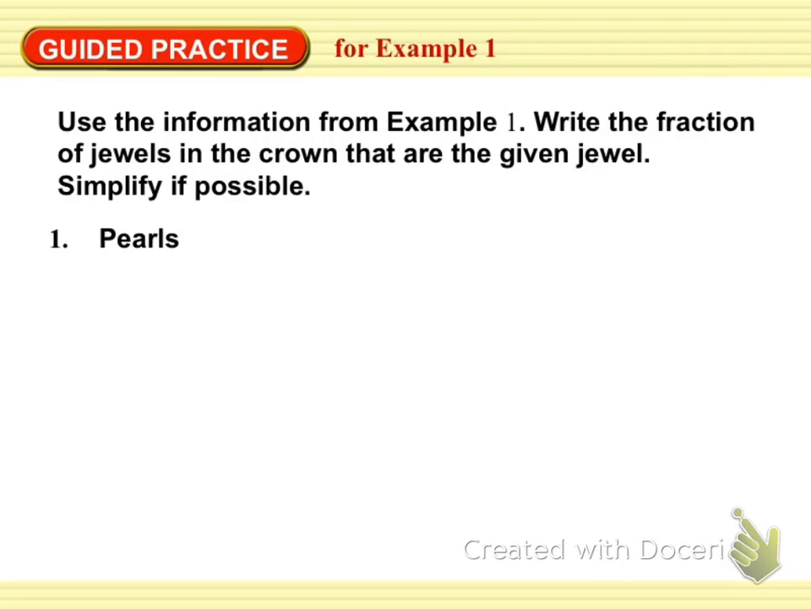Use the information from example 1 to write the fraction of jewels in the crown that are the given jewels, simplify if possible. First we're going to do the pearls, and then some of the others. If we recall from the original problem, there were 22 pearls. So let's write that fraction: 22 pearls out of the 116 total.